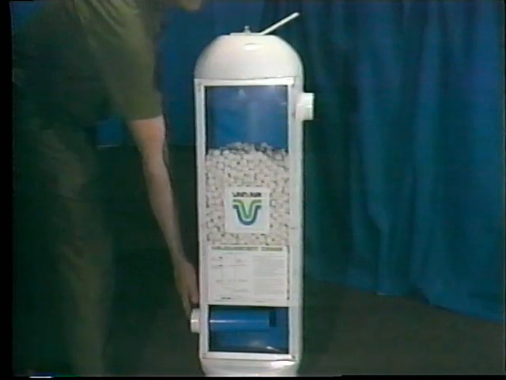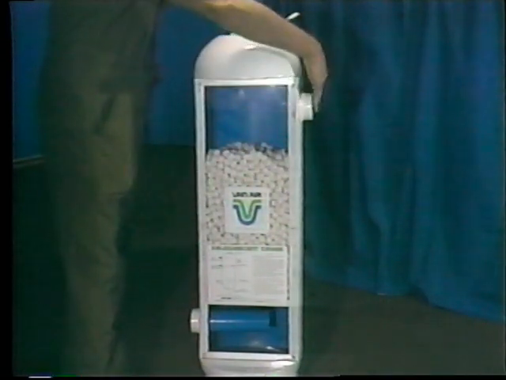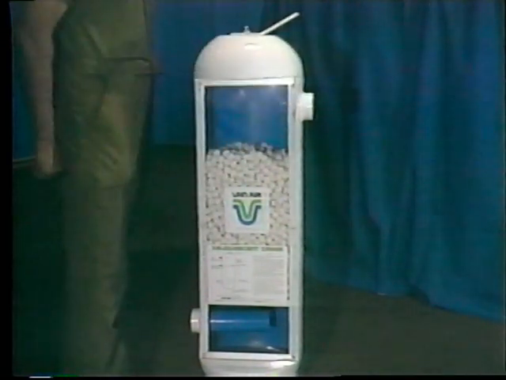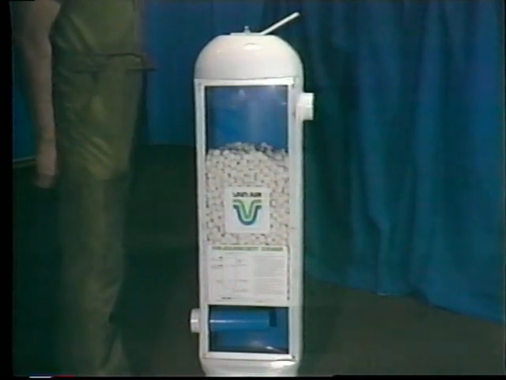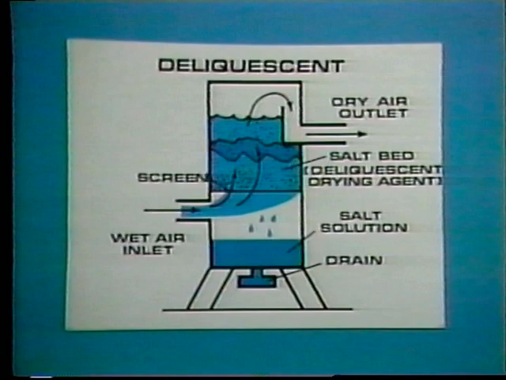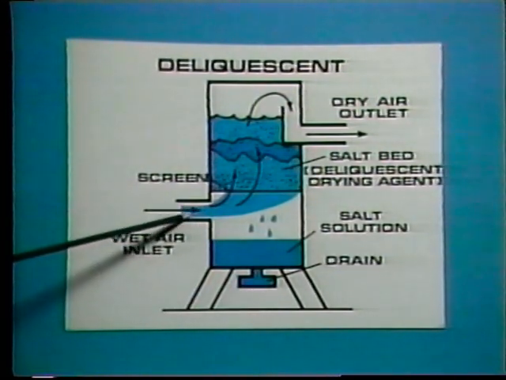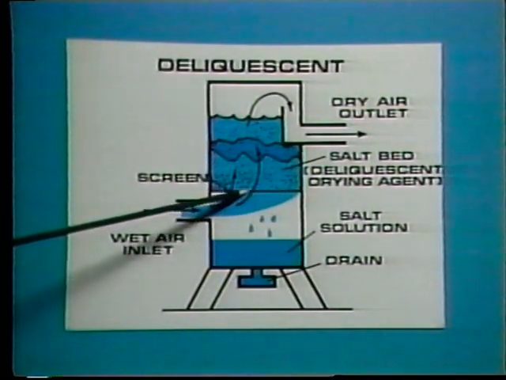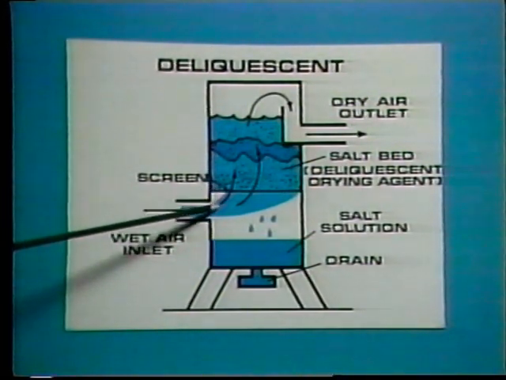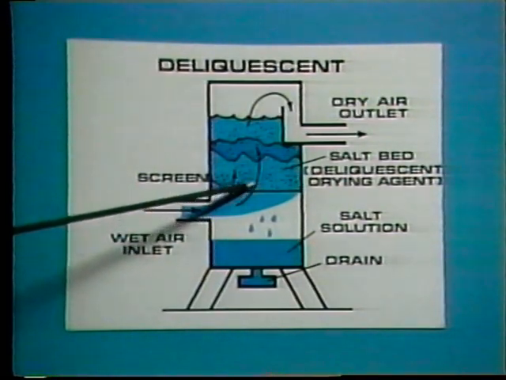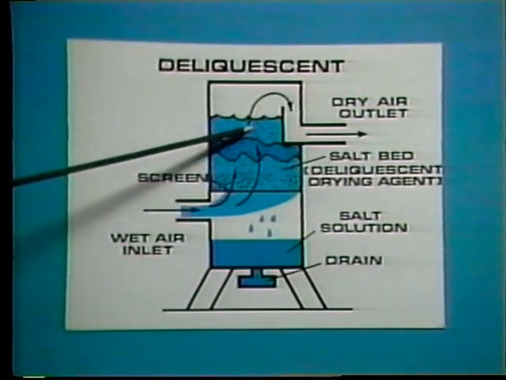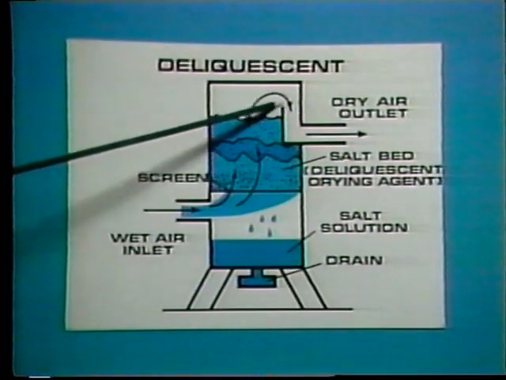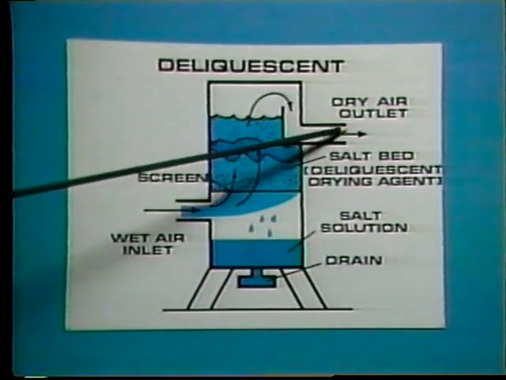Here is the opening where the wet air enters, and here is the outlet. There is a drain at the base of the housing so water can be drained off. Here is what the absorption unit looks like inside. The wet air enters here at the base. A screen here holds the drying agent in place. Air flows through the agent, moisture is absorbed, and the dry air exits here at the outlet.